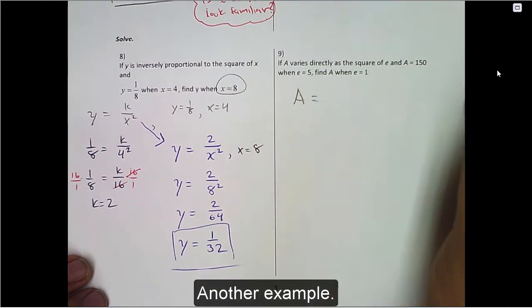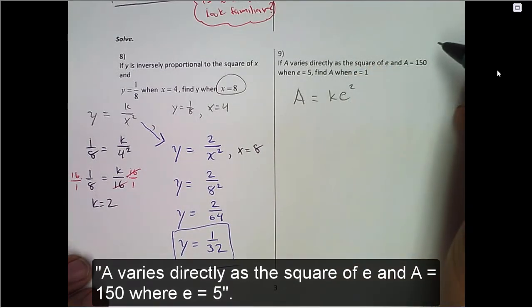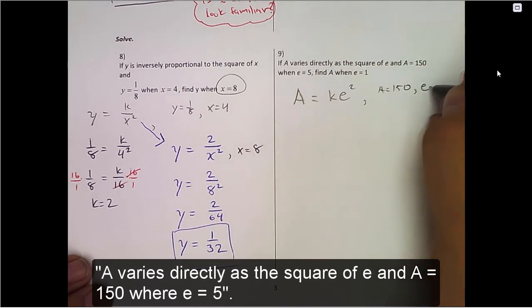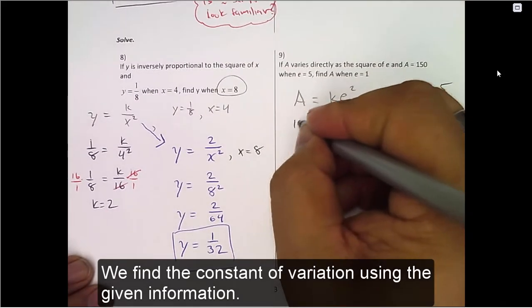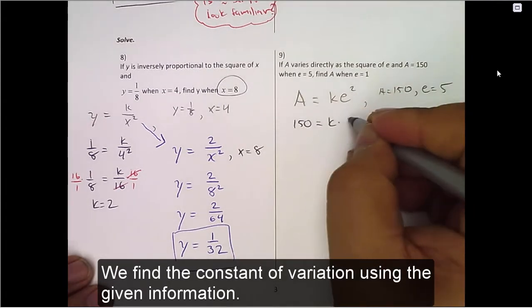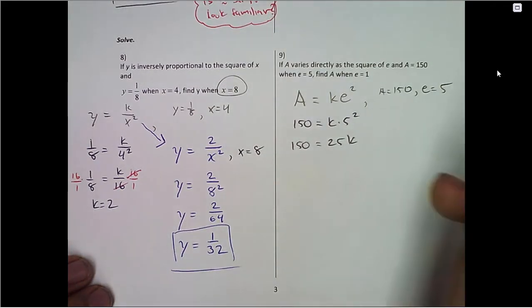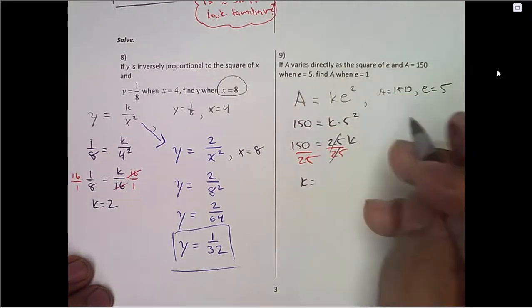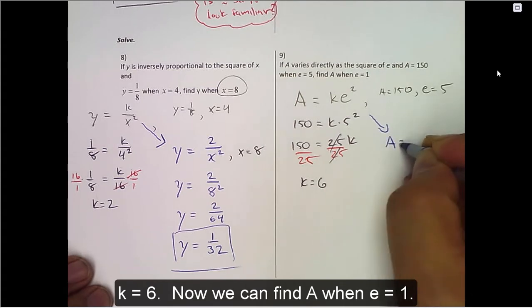Another example. A varies directly as the square of E, and A is 150 where E is 5. We find the constant of variation using the given information. K equals 6, now we can find A when E is 1.